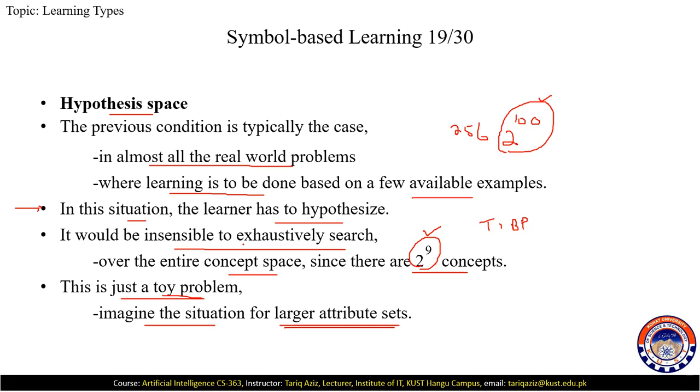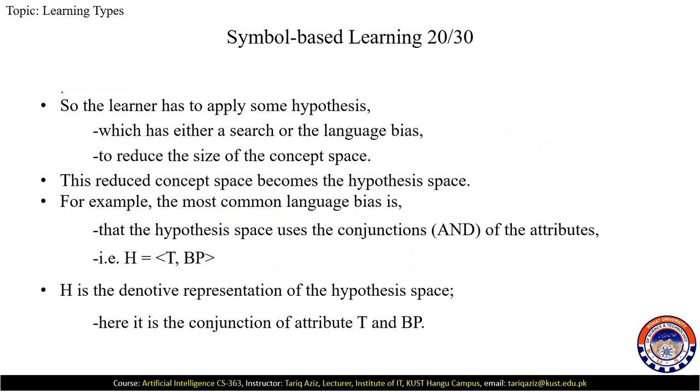That's why searching exhaustively will not be a feasible option. Indeed, in this case, a learner has to hypothesize. So this is known as the hypothesis space. If our learner has to hypothesize, then this is known as the hypothesis space. So now, here in this slide, again, it says that our learner has to apply some sort of hypothesis. Why? To reduce the concept space.